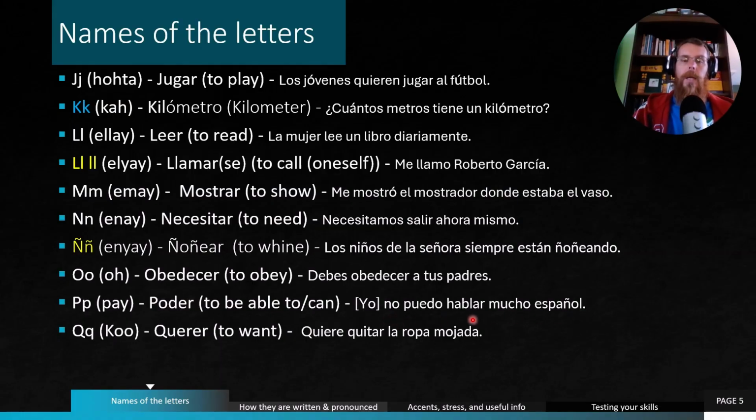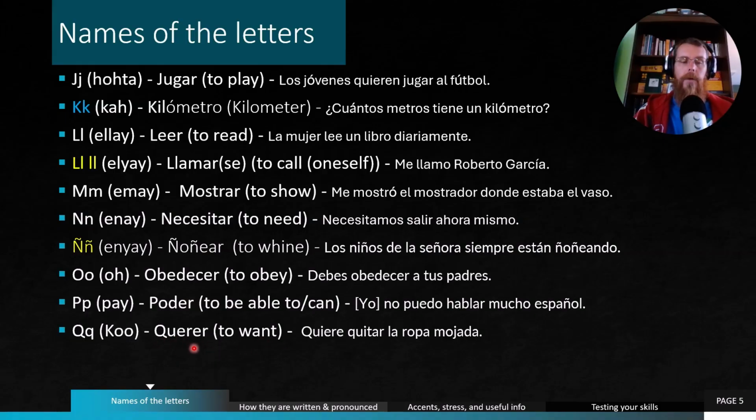No puedo hablar mucho español, which literally means I am unable to speak a lot of Spanish. So I can't speak a lot of Spanish is basically how you would translate this. And then we have Q, which the example is querer, which means to want.